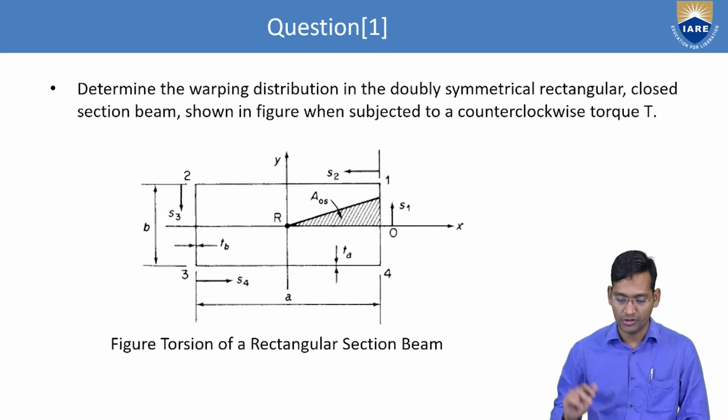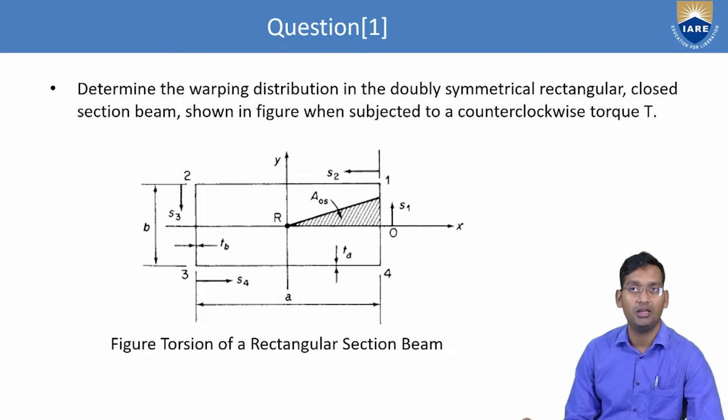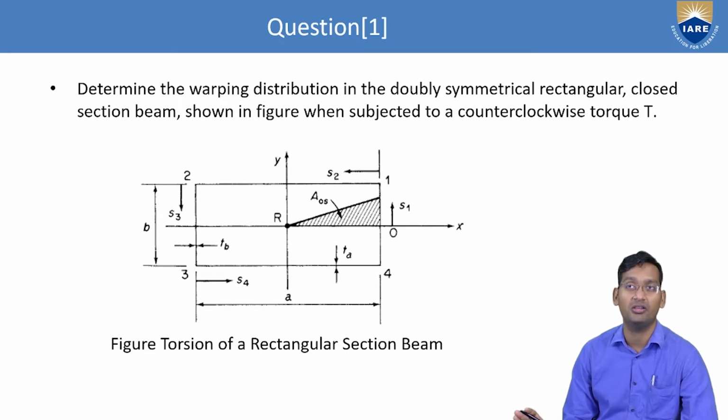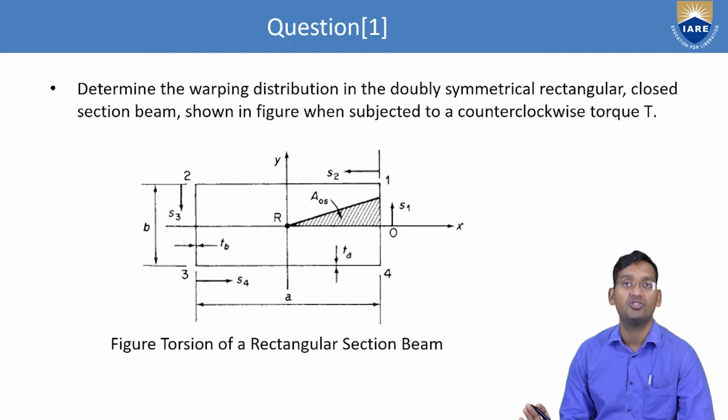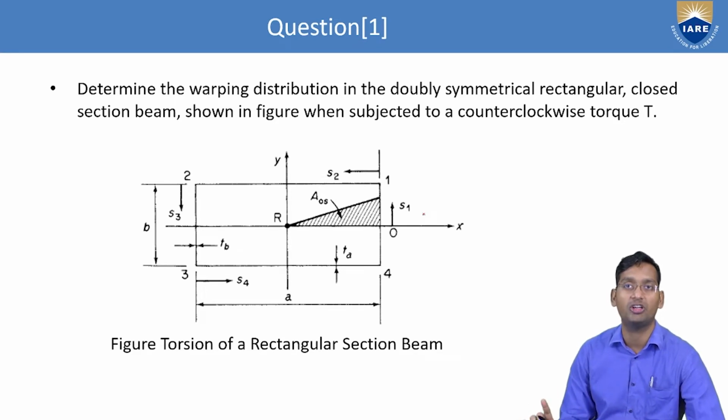So now part 2. The question is: determine the warping distribution in the doubly symmetrical rectangular closed section beam shown in the figure. Here doubly symmetrical means it is symmetric about the x-axis as well as the y-axis. It is subjected to a counterclockwise torque T, as given.